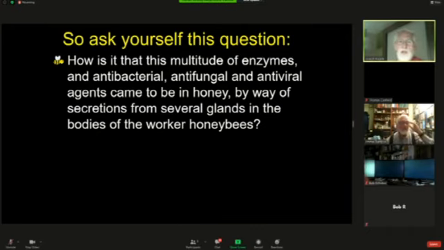So a question to ask yourself is, how is it that this multitude of enzymes, antibacterial, antifungal, antiviral agents came to be in honey by way of the secretions of these several glands in the bodies of the worker honeybees? I didn't quite explicitly say that when the bees regurgitate the nectar into the cells, that's when the secretions from these glands enter into that nectar as well, and become part of the honey as the nectar is concentrated through evaporation.